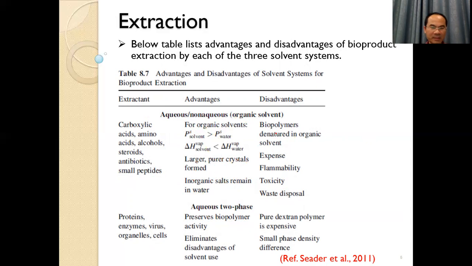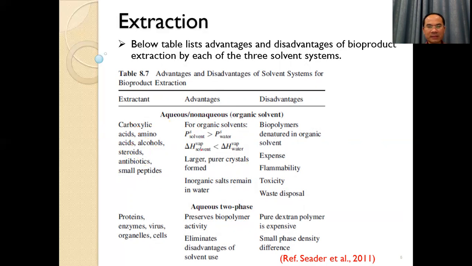This is the advantage. But maybe the disadvantage, right? We have some biopolymer denatured by the organic solvent, and sometimes it is expensive, and some organic solvents have flammability and toxicity, something like that. And also there is some waste. That's right, too many. These are the disadvantages of the aqueous, non-aqueous organic solvent. And for example, we can extract carboxylic acid, amino acid, alcohol, steroid, something like this.